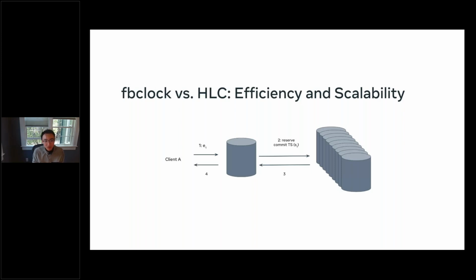And also remember the previous example about ordering write transactions. It is way more efficient to construct orderings using fbclock in the window of uncertainties instead of resorting to explicit coordination, which, for example, practically doesn't work when we're talking about millions of shards.